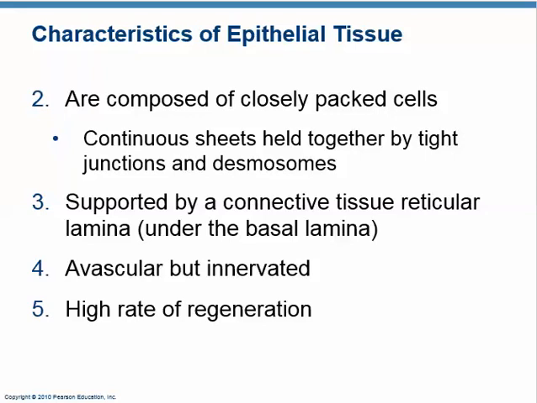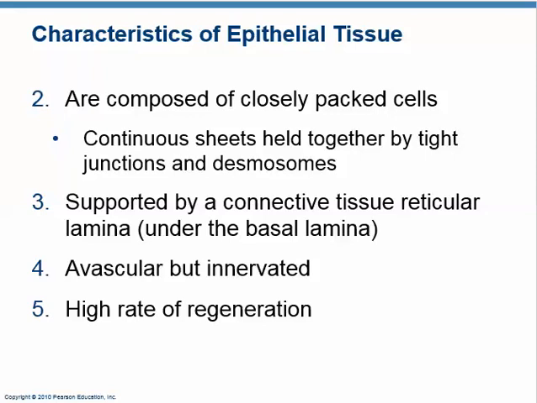Another characteristic of epithelial cells is there's a high rate of regeneration. Because epithelial cells bear the brunt of changes in environment, they get damaged very easily. So they're constantly being replaced, constantly being worked on. So that means that there's a lot of mitosis.